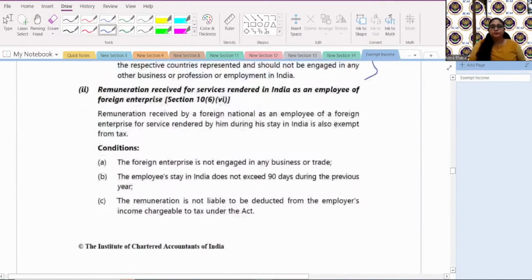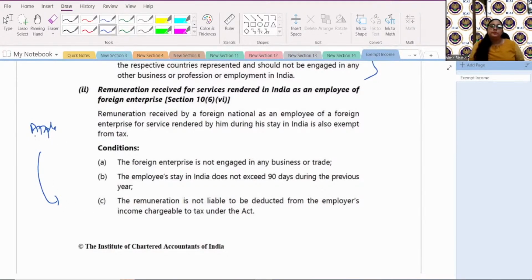Number 2, remuneration received for services rendered in India as an employee for a foreign enterprise. Now what happened? Which is your favorite foreign company which does not have an office in India? Okay. So let's talk about Apple. Now, Apple is thinking to start manufacturing of iPhone 14 here in India, right?